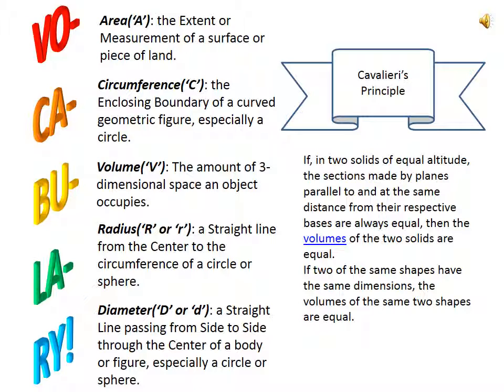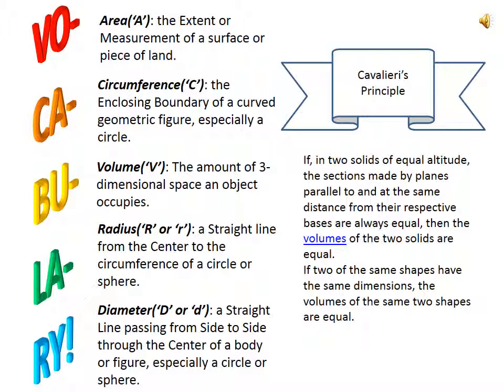Next, we have circumference. Circumference is the enclosing boundary of a curved geometric figure, especially a circle. Next, we have volume, the amount of three-dimensional space an object occupies.